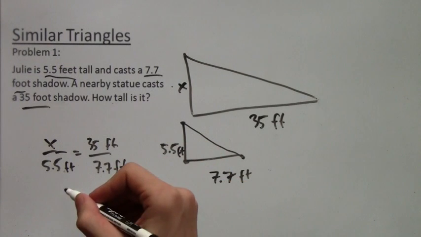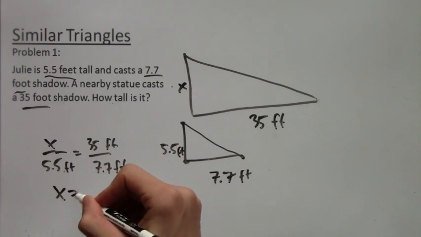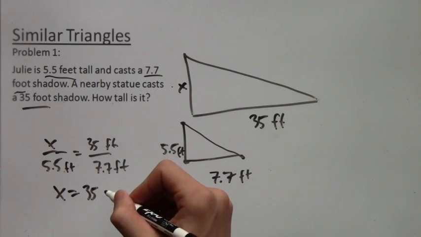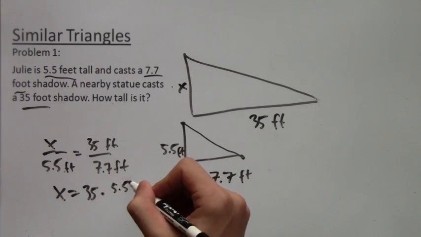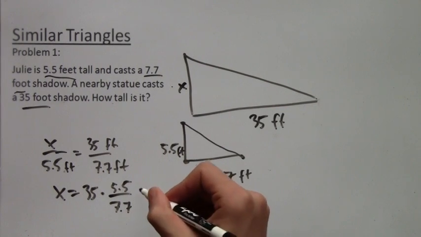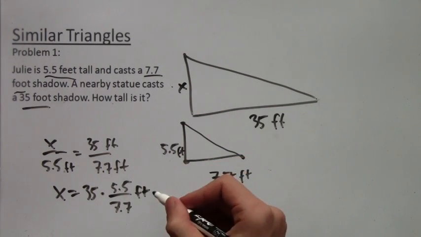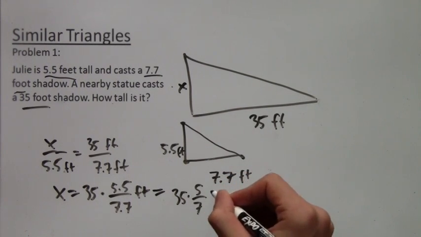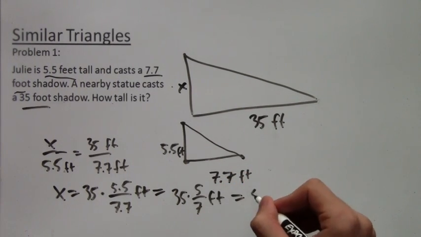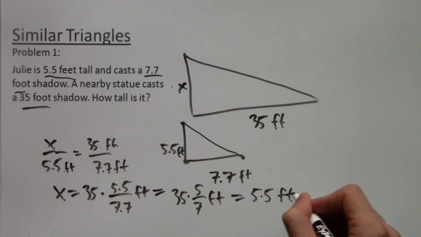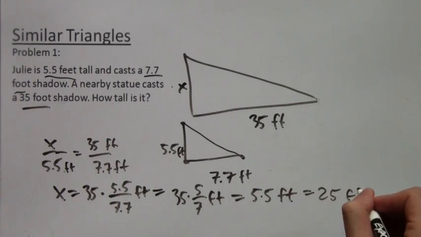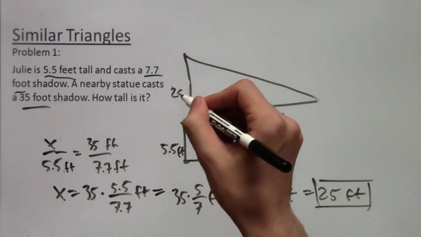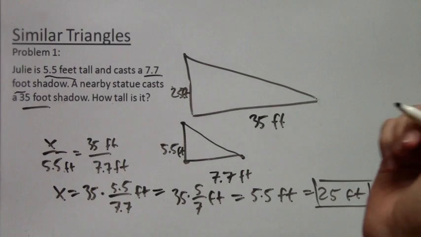Then we solve for x, and we multiply by 5.5 feet on both sides. I'm going to write the 35 separately, and then 5.5 over 7.7, and this is all in feet. 5.5 over 7.7 is the same as 5 over 7. Then we multiply that times 35, and that's just going to be 25. I did this in my head, but you can do it with a calculator, it doesn't matter. So I get 25 feet for the height of the statue. So that's the answer, 25 feet.